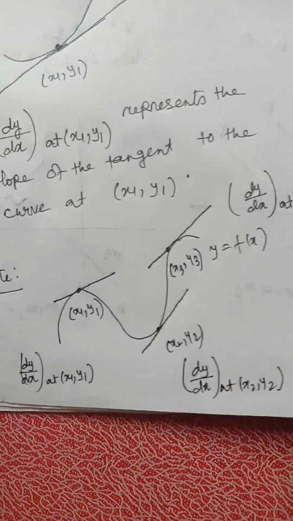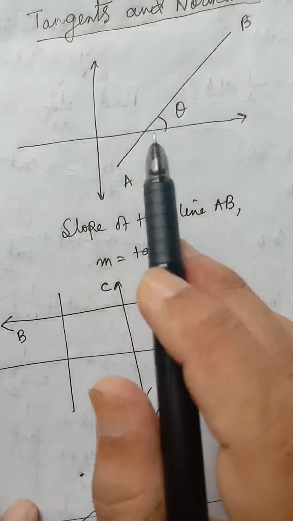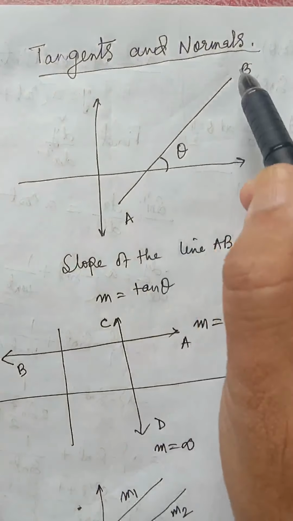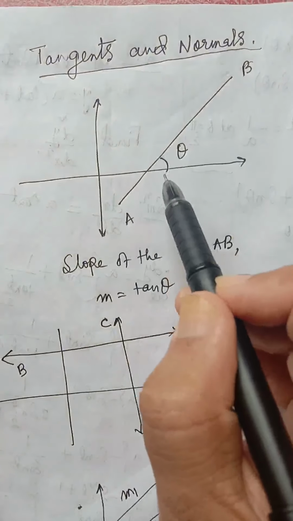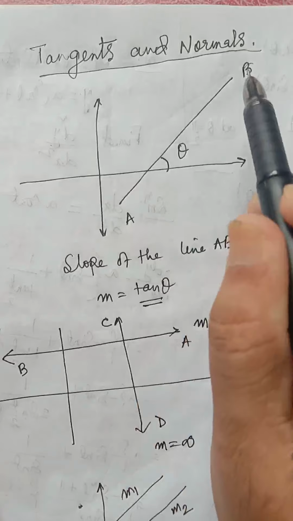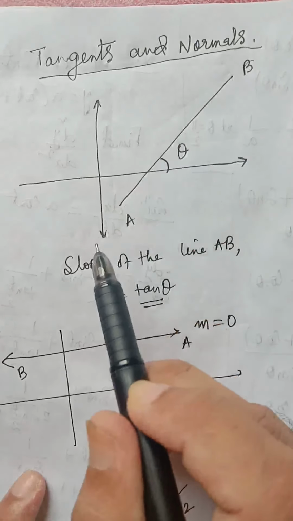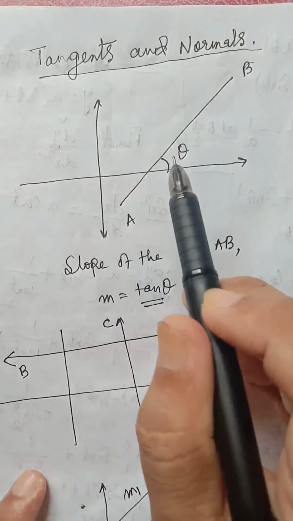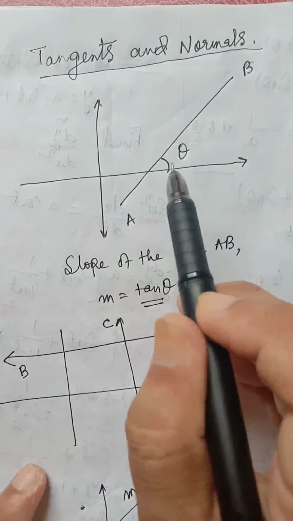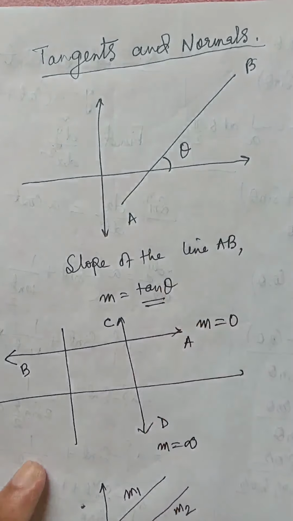Now you can see the definition of slope of a line: if a straight line makes an angle theta with the x-axis, its slope will be tan theta. That means to find the slope of a line, we have to find the angle made by the line with the positive direction of the x-axis. If we know theta, then we can write the slope of the line as tan theta.